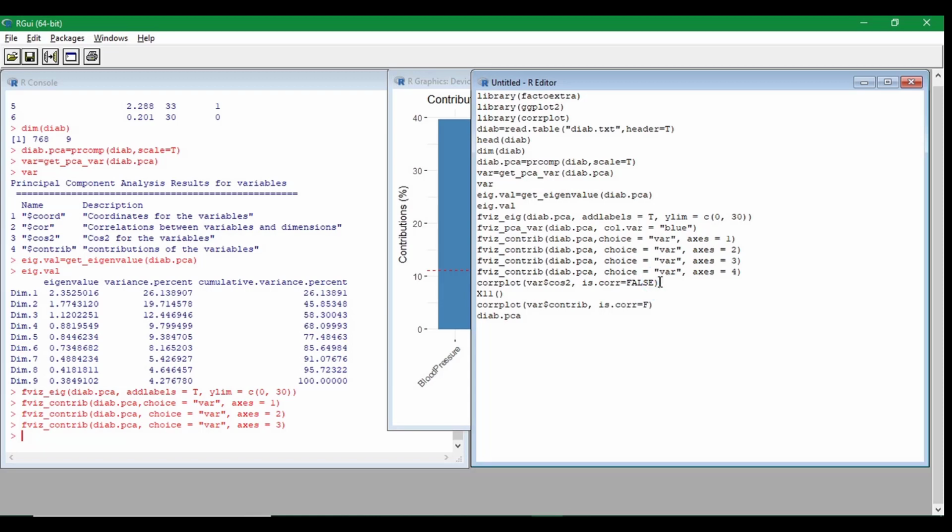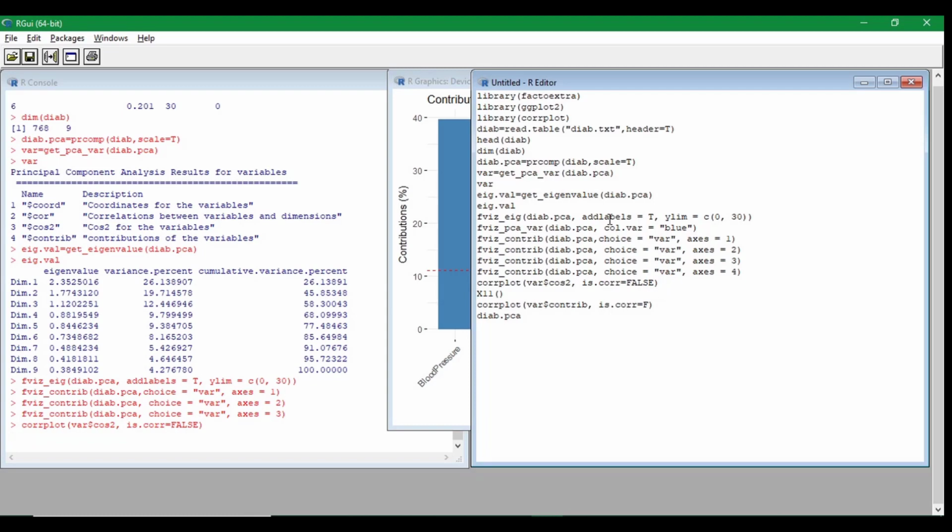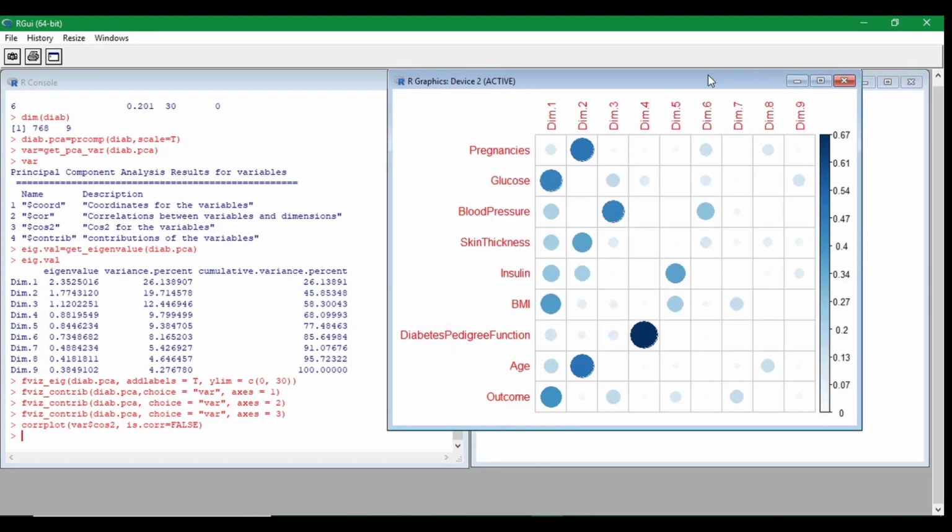Now if we look at a corrplot of how well each variable is represented in each dimension. So here we have a correlation plot, and in dimension 1 we can see that glucose, the body mass index, the outcome, and insulin are well represented. We can see that in dimension 2, pregnancies, skin thickness, and age are well represented.